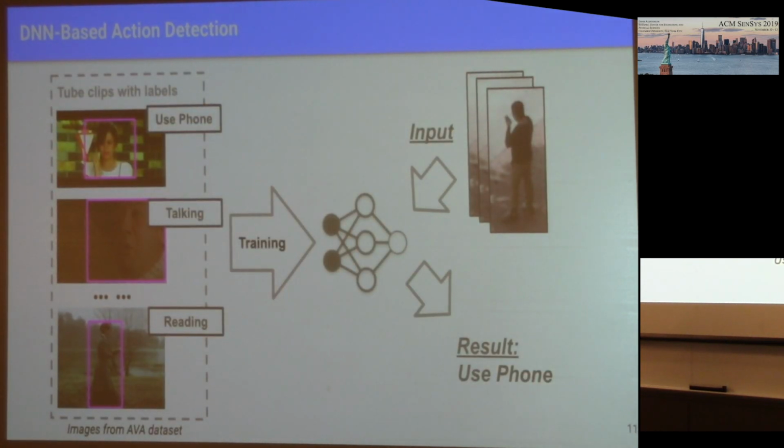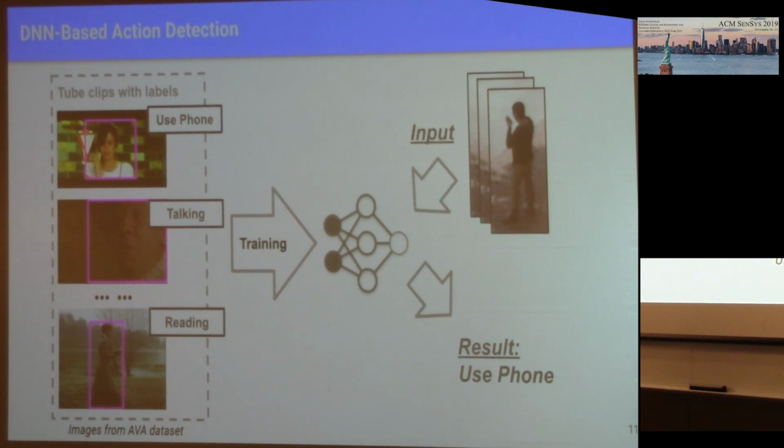Today's most popular approach for action detection is deep neural nets. It is trained with a large data set that contains a lot of video clips with human labels on them. On the left side, you can see we have use phone, talking, reading, a lot of different actions. And once the model is trained, it can be used for testing in real time. We can feed it a short tube of video, and it will output, for example, use phone with high confidence.